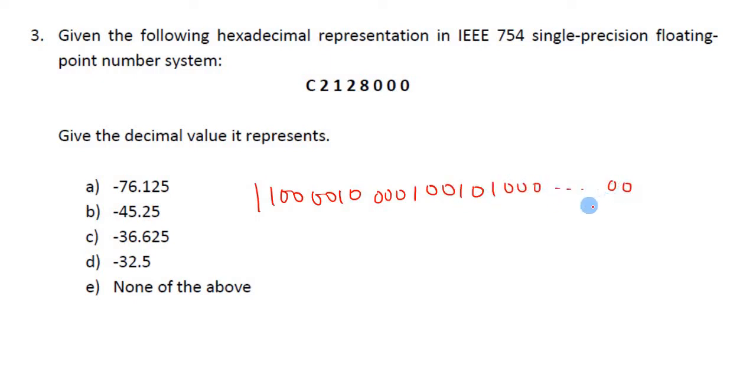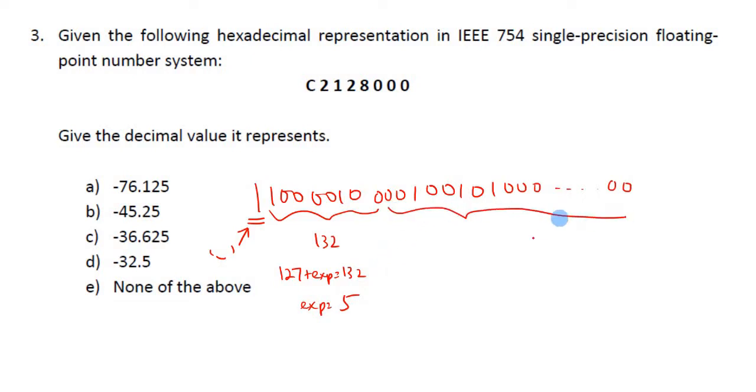We know that in the IEEE 754 representation, this is the sign bit, so this is representing a negative sign. Now the remaining 8 bits here represent 132. Looking back at how we get this, we can say there is 127 plus the exponent gives me 132. So the exponent is 5. And then the fractional part is given by this.